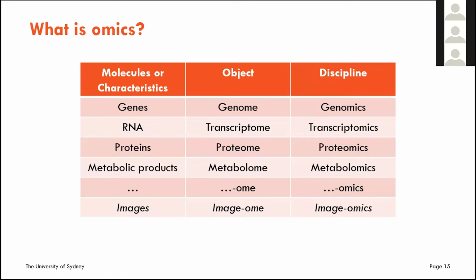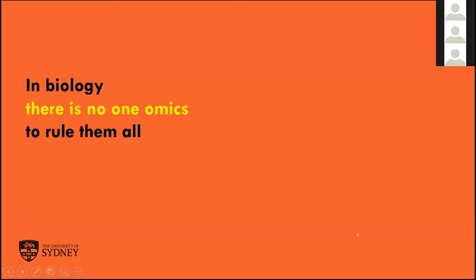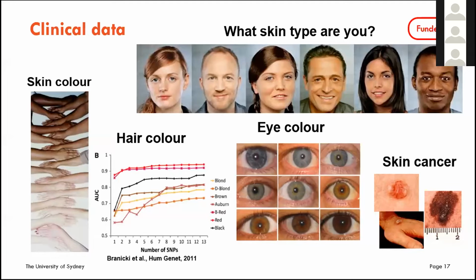So when we study genes, we talk about the genome as the object, and the discipline is genomics. If it's proteins, it will be the proteome, and proteomics. If it's images, it will be the imagenome, and it will be imagenomics. So what we want to do is, because in biology there's not one omics to rule them all, we want to get multiple omics to give us all the information that we need to review our patients and identify risk in our patients. So we're going to collect clinical data, different things about our patients.